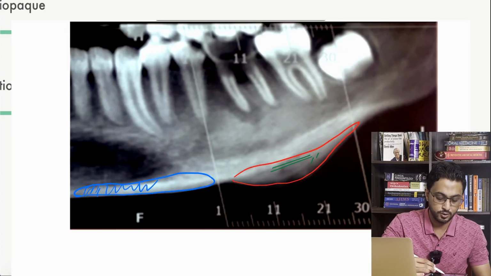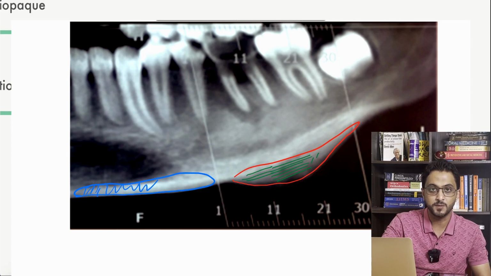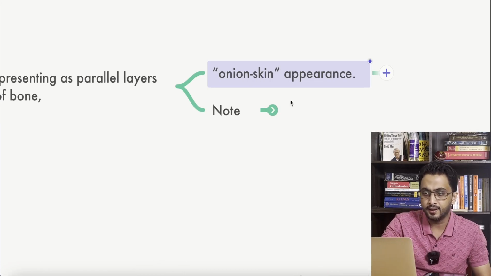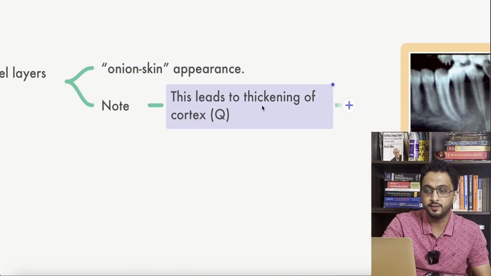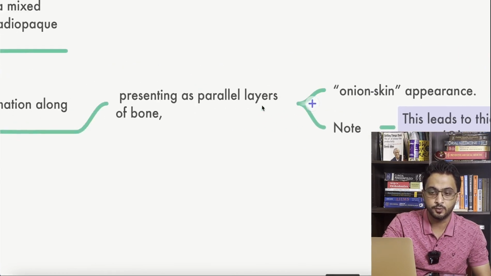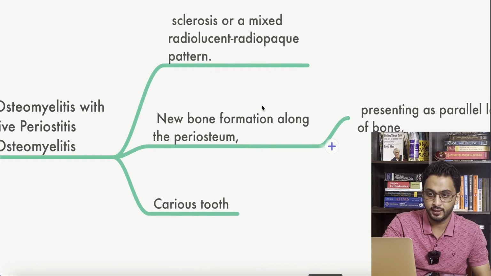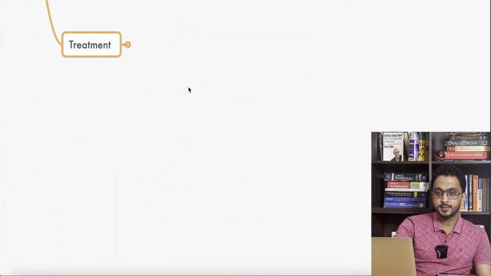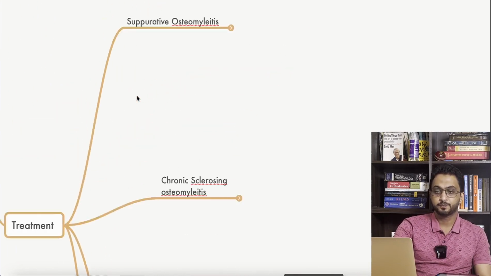Now I've drawn it a little unparallel. Anyway, make it parallel. As I told you, you have to be a radiologist to have all those imaginations. Parallel layers of bone give an onion skin appearance, and this leads to thickening of the cortex and thereby causes the swelling. A carious tooth is there definitely, but now it's periosteal new bone formation. So yes, finally coming to the treatment part.